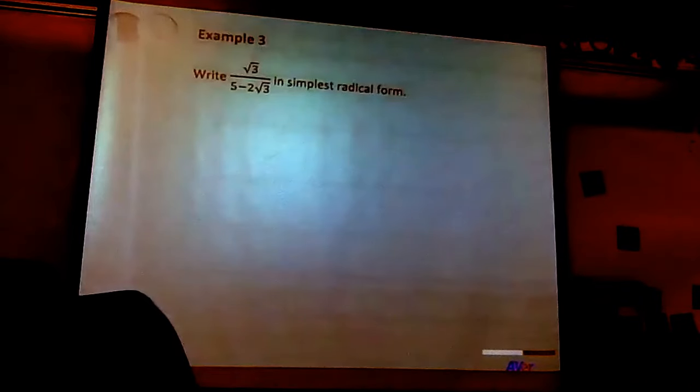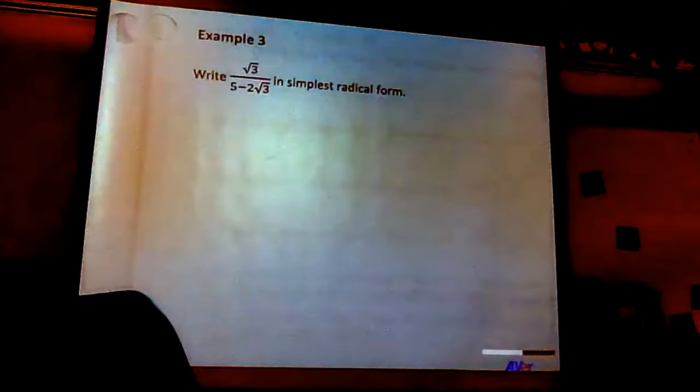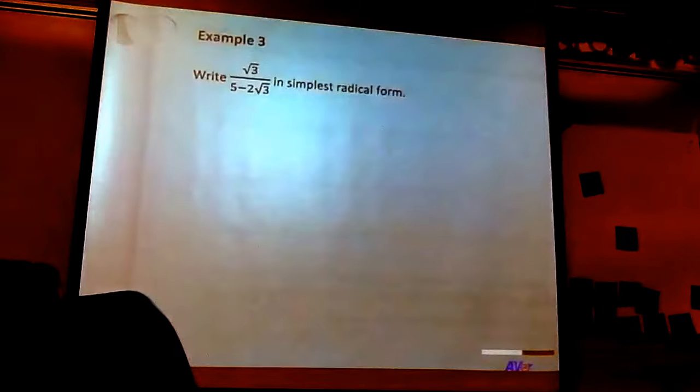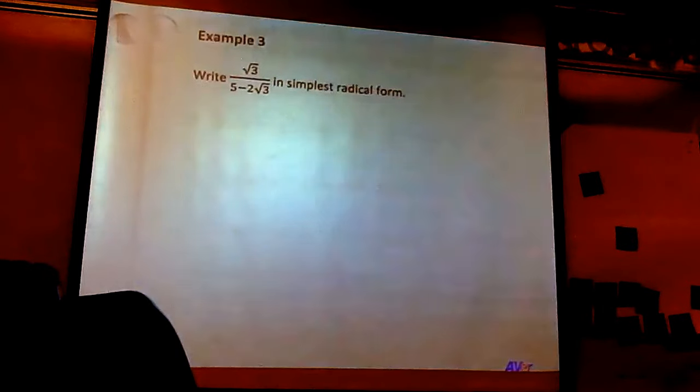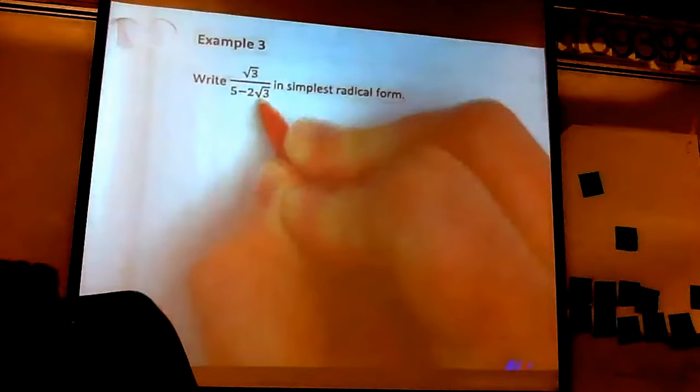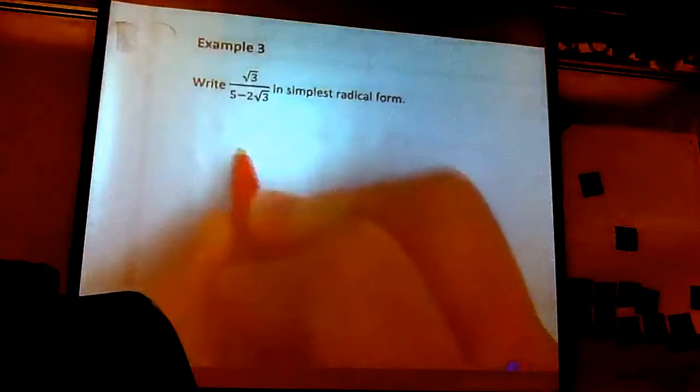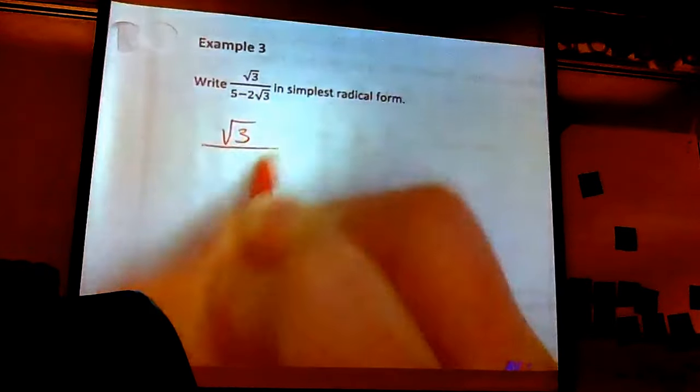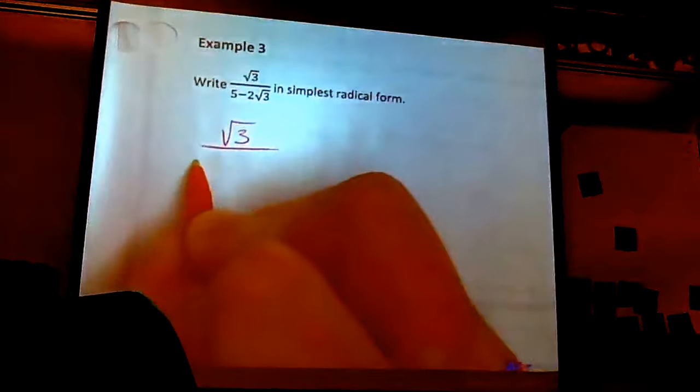What do you see? 5 minus 2. You can't do subtraction before you multiply. Yeah, the 5 minus 2 times the square root of 3. Do you notice, is there a problem with this expression? No. There's a radical on the bottom. There is a radical on the bottom, isn't there?